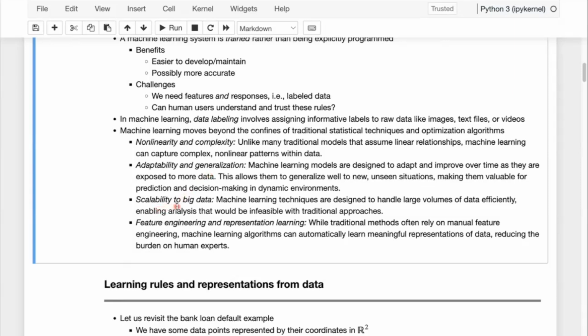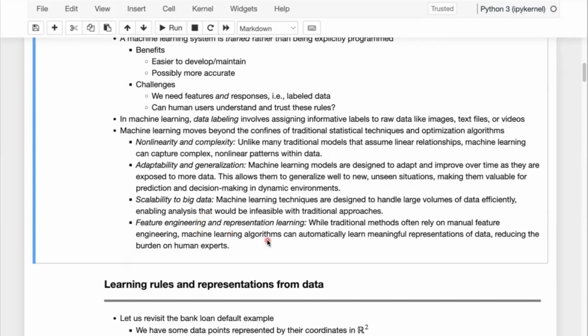The other thing is about scalability to big data. In many cases, we have large amounts of data. For example, there is a very popular data set in machine learning known as ImageNet, which I believe has about 14, 15 million images. And so you can imagine training a machine learning model using such a huge data set is definitely challenging. And these are important aspects of modern machine learning.